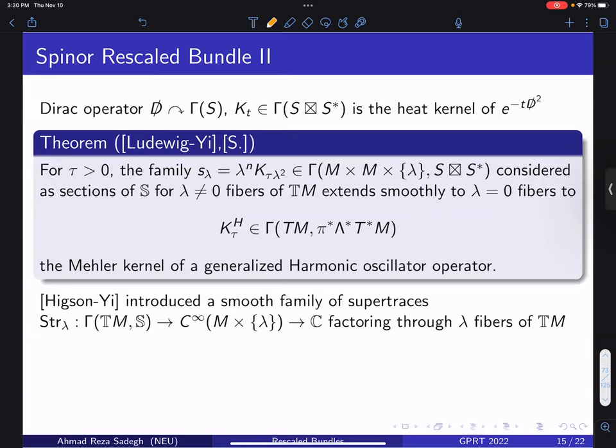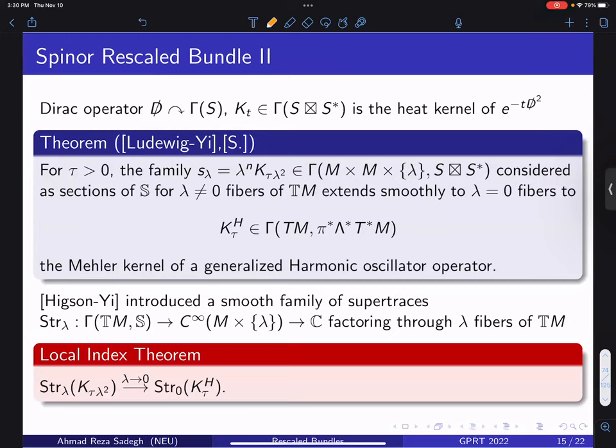Higson and Yi denoted that such a family of functionals exists on the sections of this rescaled bundle, and applying this family of functionals to the rescaled heat kernel that I just mentioned in the previous theorem trivially gives you the local index formula. The local index formula is exactly what you get when you calculate this supertrace at zero of the Mehler kernel. And that's how you recover local index theory.